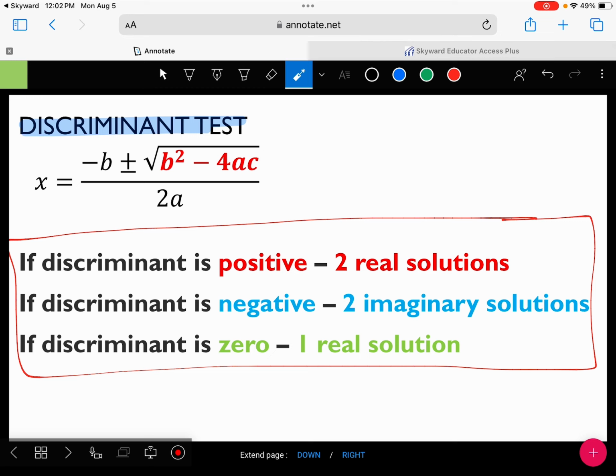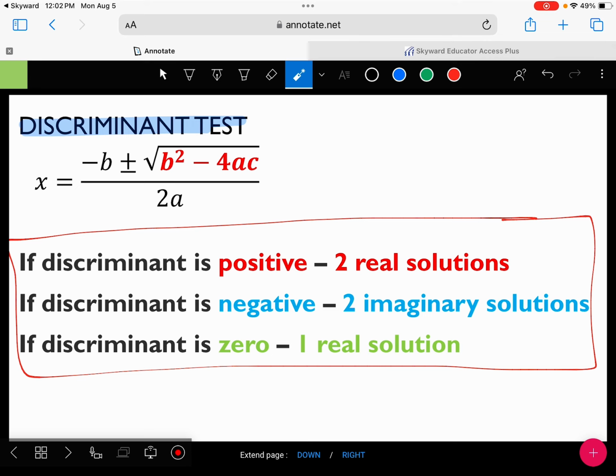So oftentimes I will do that. I will have a little cutout to save you all time from copying stuff down. So if you do your discriminant and you get a number that's positive, that means you have 2 real solutions. If you get a number that is negative, you have 2 imaginary solutions. And if you get 0, you have 1 real solution.